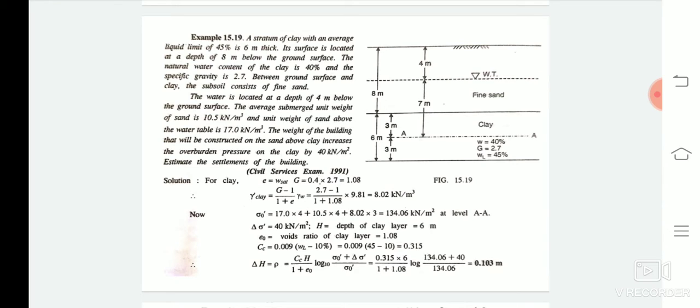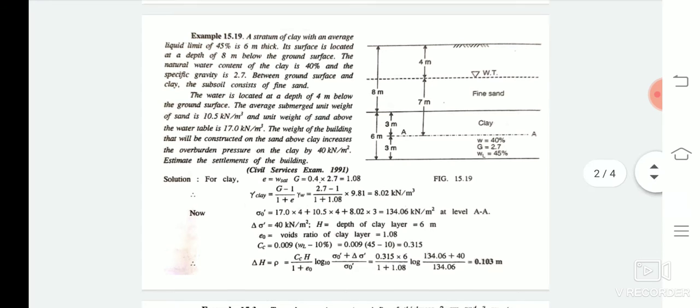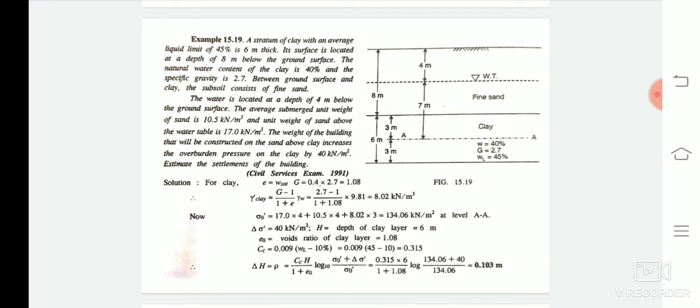So here is the diagram which is provided, where it is stated that a layer of clay and sand is given, where various parameters have been provided, where the liquid limit is given for the clay layer as 45%, specific gravity as 2.7, and natural water content as 40%.